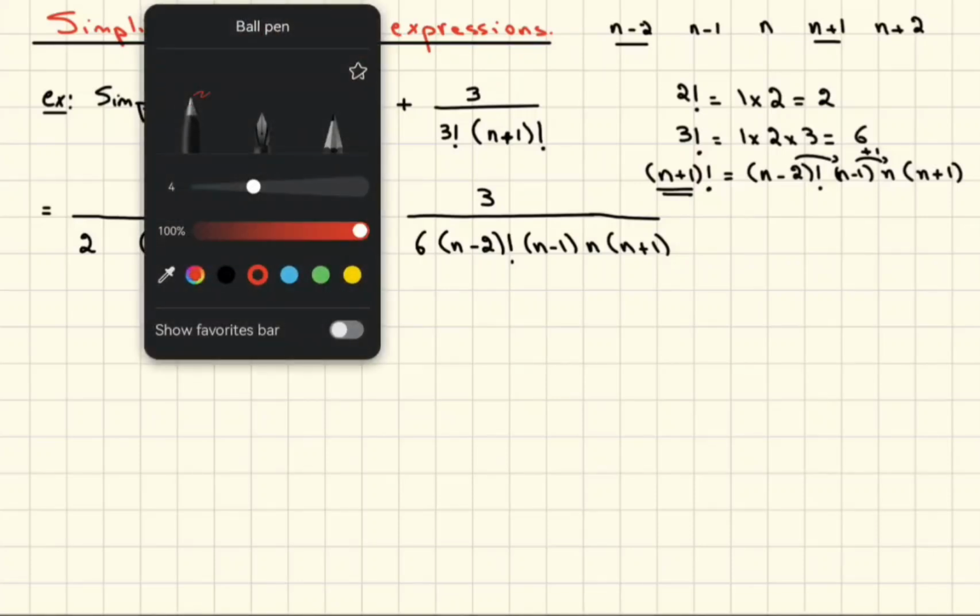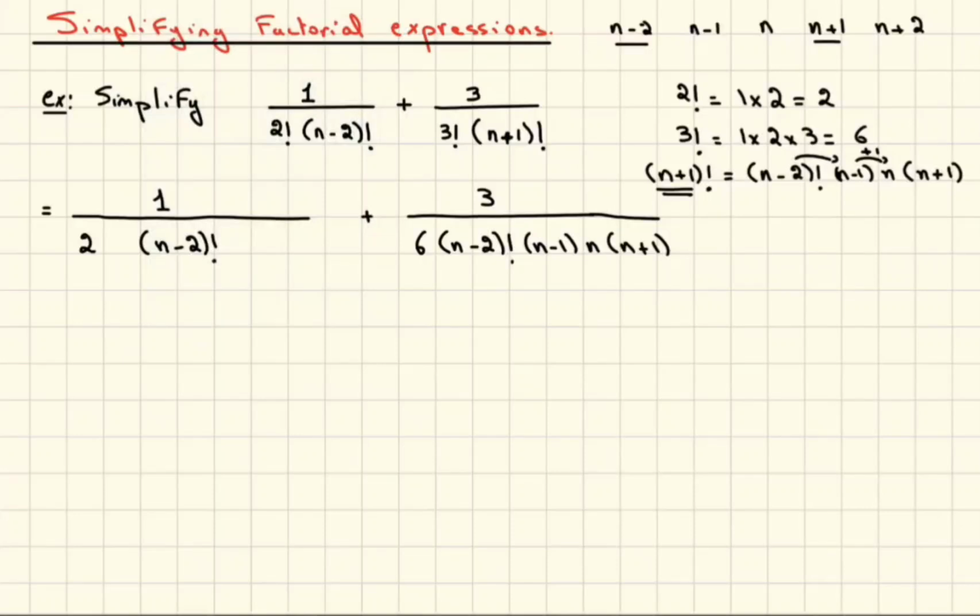Now let's check what we can do here. If you notice, we have 3 here and 6, so both are divisible by 3. I divide 3 by 3, I get 1. I divide 6 by 3 and we get 2. So far we have 2 here and 2 here. Great. n minus 2 factorial and n minus 2 factorial are the same. Now I can notice that here we have n minus 1 multiplied by n plus 1 as a factor, but it's missing from the denominator in the first fraction.